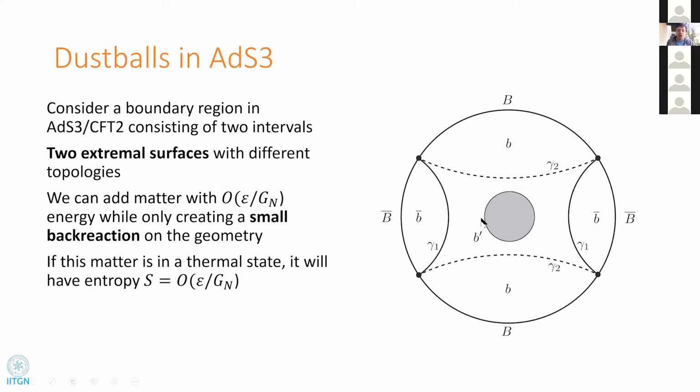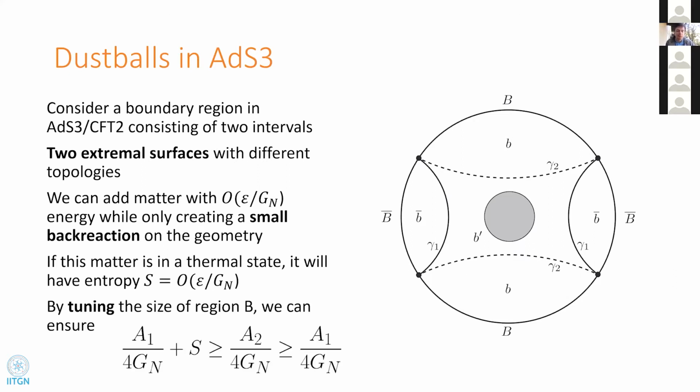If all this energy is just some bulk fields that are thermal, in a mixed state, then the entropy of the bulk fields will also scale as order epsilon over G. In particular, this means that if we tune the size of our region B so it's very close to being half the entire boundary, then we can set things up so that the area of the surface gamma 2, these two dashed curves, is bigger than the area of the solid lines gamma 1, but smaller than the area of gamma 1 plus the potential thermal entropy of the stuff in the middle.